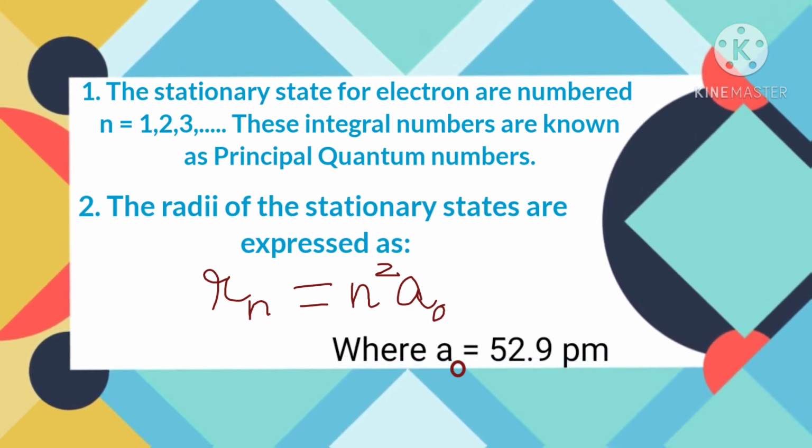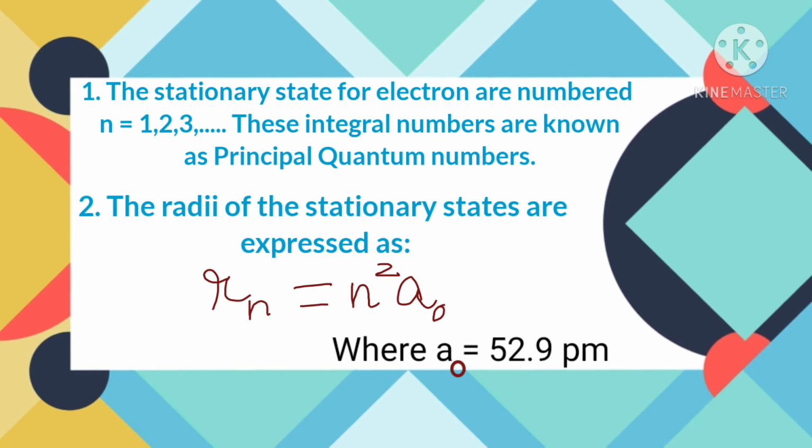So these integral numbers n is equal to 1, 2, 3, 4 are known as principal quantum numbers. Okay. Second is the radii. Radii क्या होता है? Plural of radius. So जो stationary states का जो radius होता है तो उनको हम कैसे calculate करते हैं? It is expressed as Rn is equal to n square a naught.